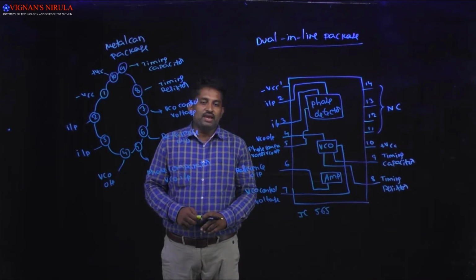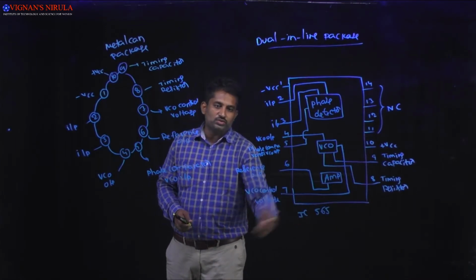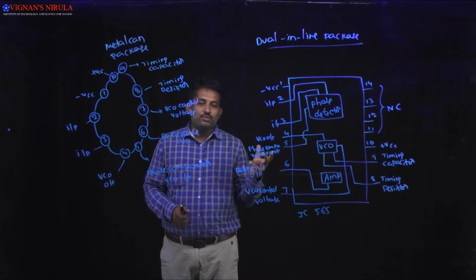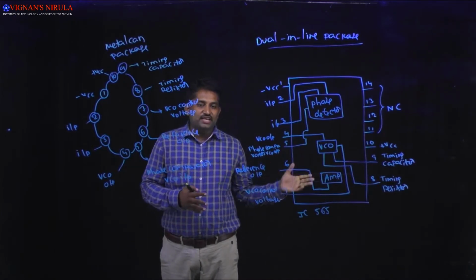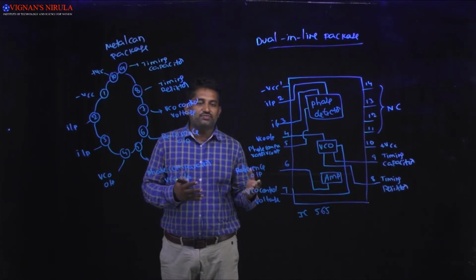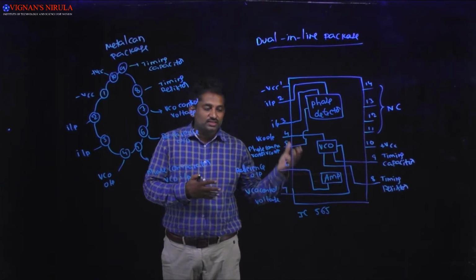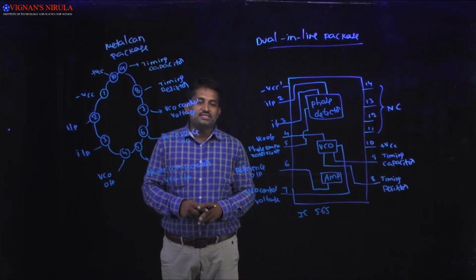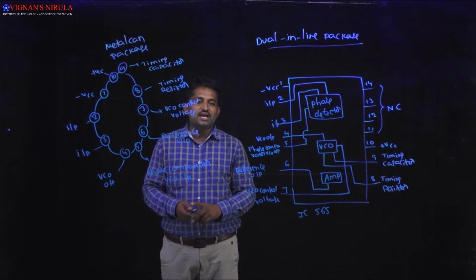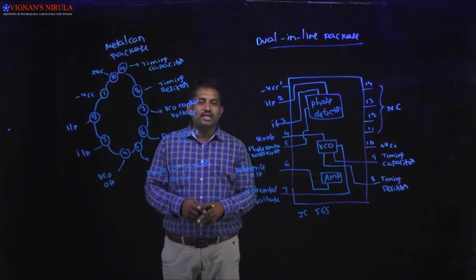PLL can be available in IC form also. IC 565 is used as a phase locked loop, and all the ICs are available in IC package types. Those are metal can package, dual inline package, flat package. Here this PLL is available in two forms: one is metal can package and the other one is dual inline package.